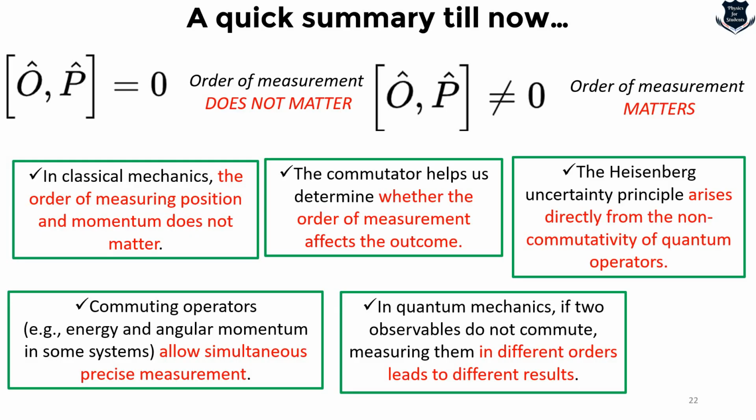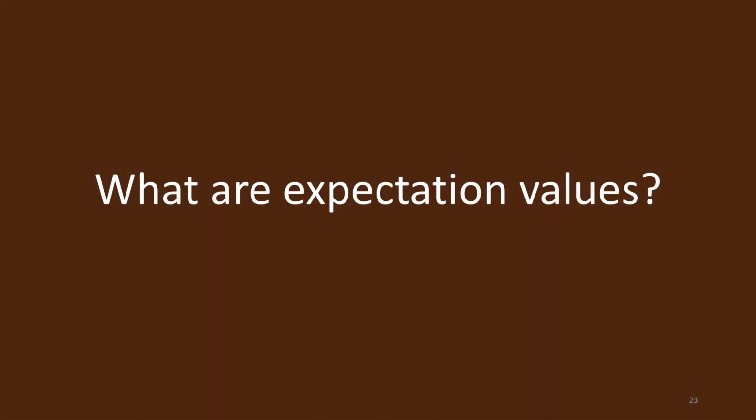So we have understood what a quantum operator is. We have also understood what commutators are. And we are now left with the last part of one building block, that is what are called expectation values. And using this, we will go into what is called the Ehrenfest theorem.